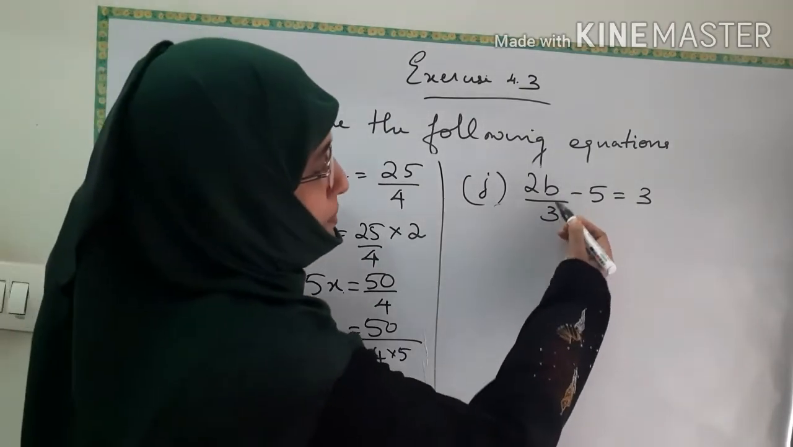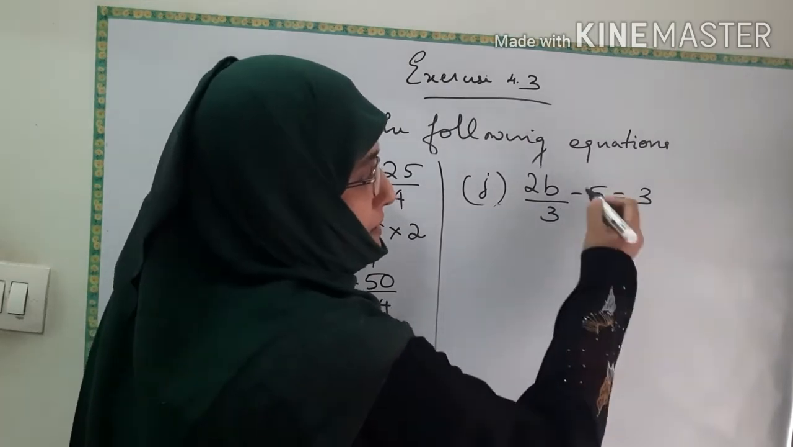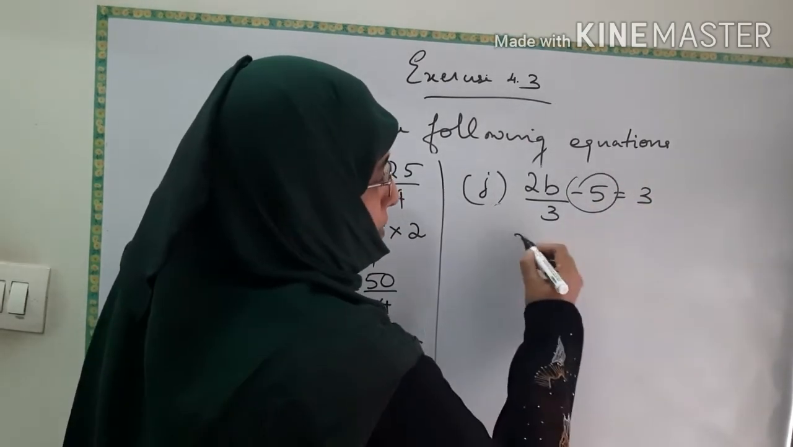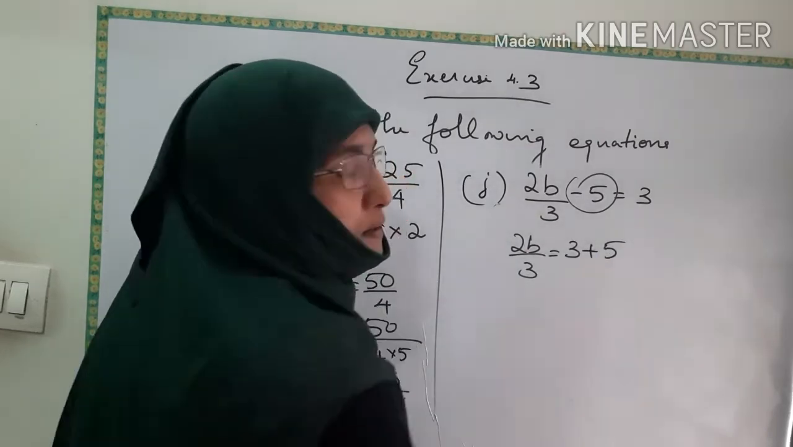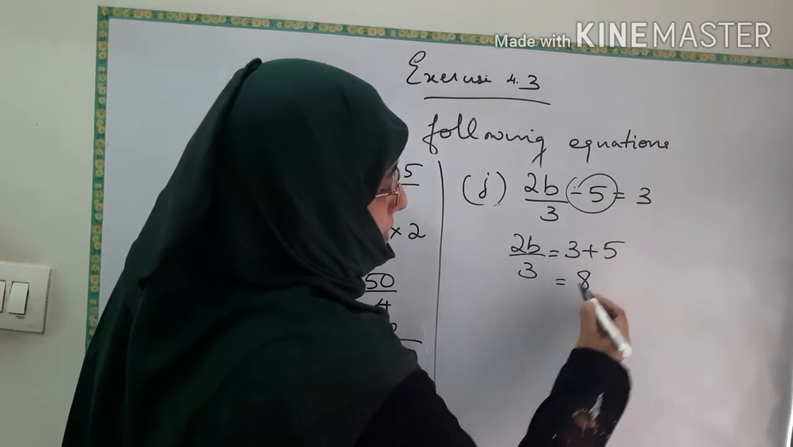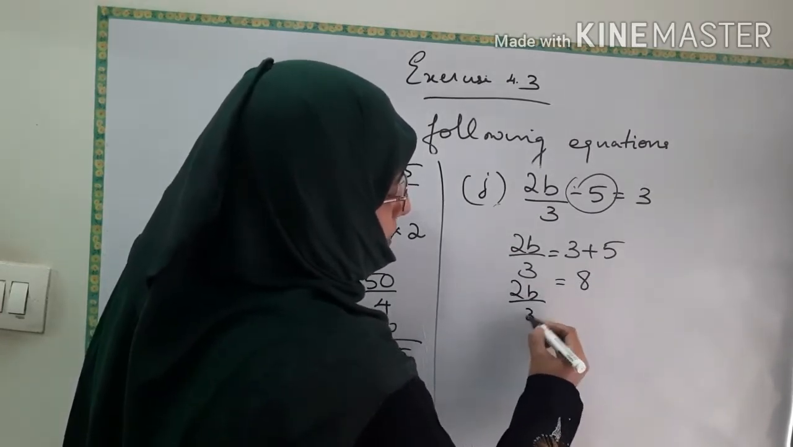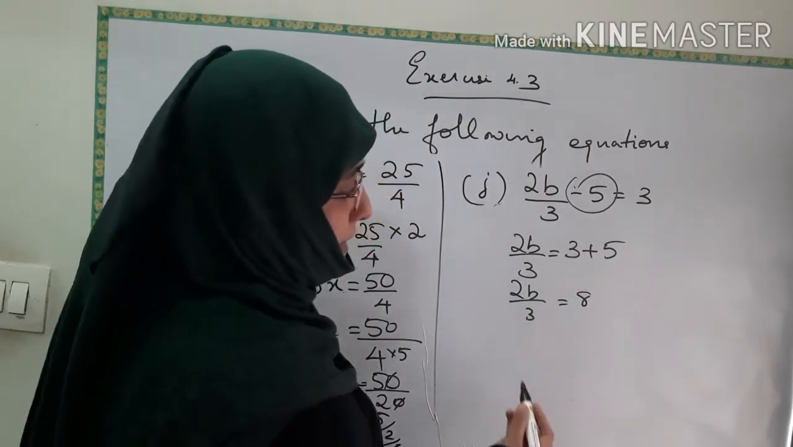Now next one, 2b by 3 minus 5 equal to 3. Which one do you take first? You can take this minus 5 to the other side. So 2b by 3 equal to 3 plus 5. Minus 5 becomes plus 5. So it will be 8. 2b by 3 equal to 8.